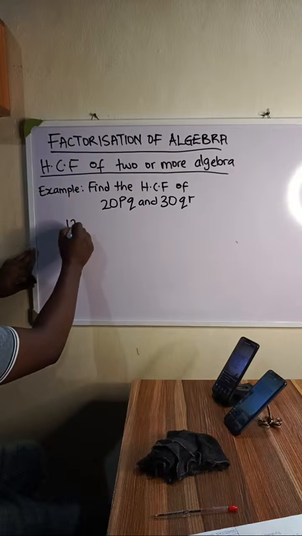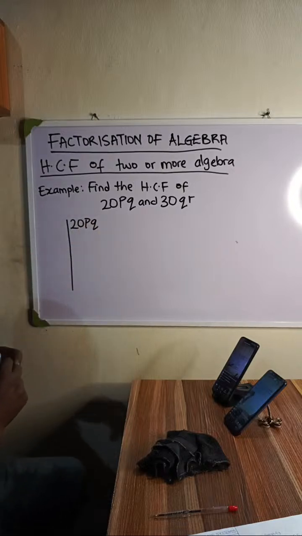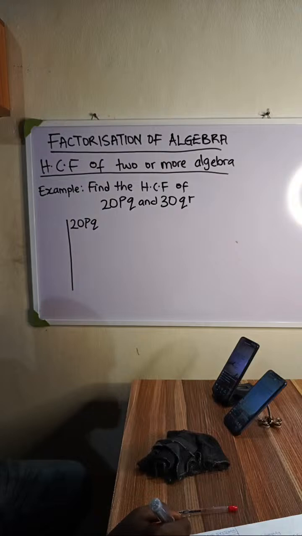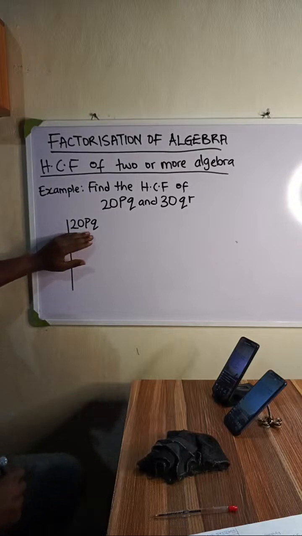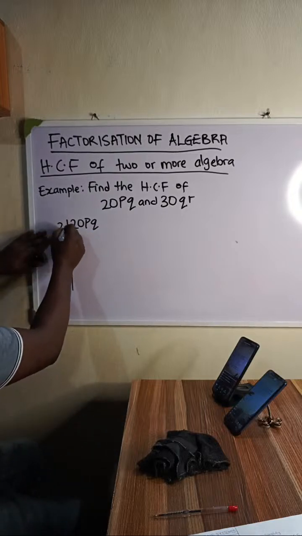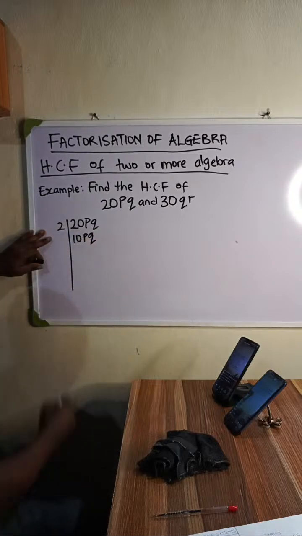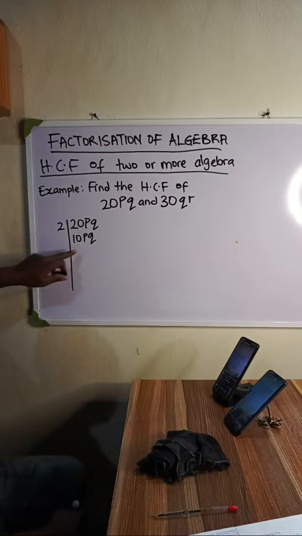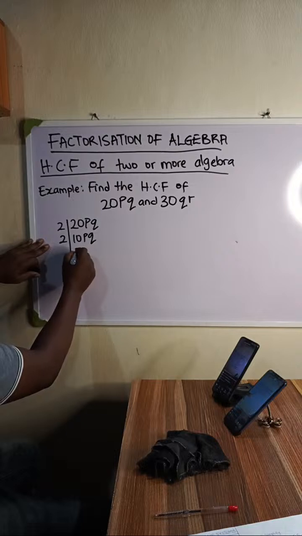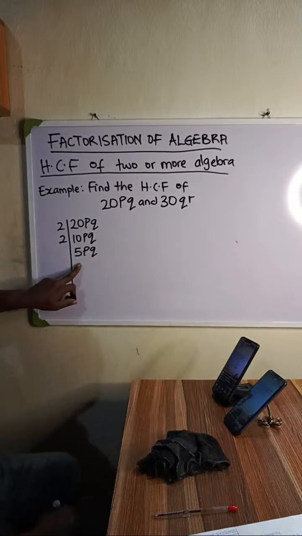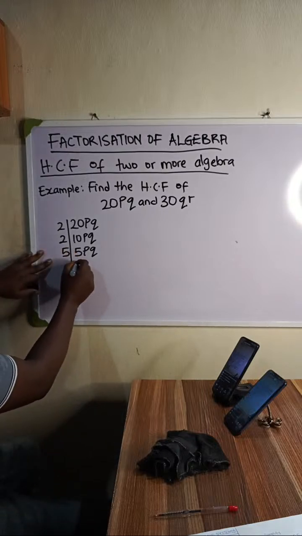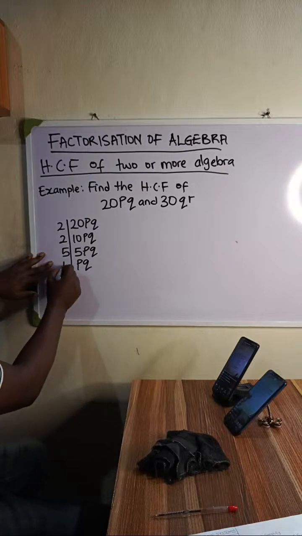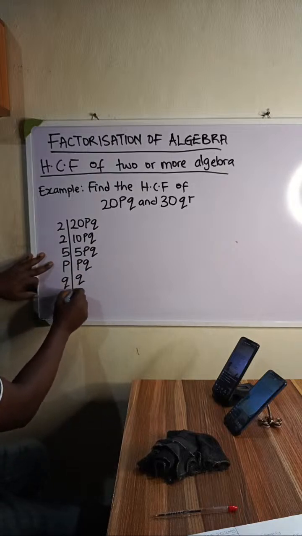So 20PQ. We break it down using prime numbers. 2 gives us 10PQ. We can still divide by 2, so we have 2, and we have 5PQ. The next one we use to divide is 5. So we have 5, we have PQ, and then P, then Q, and then we have 1.